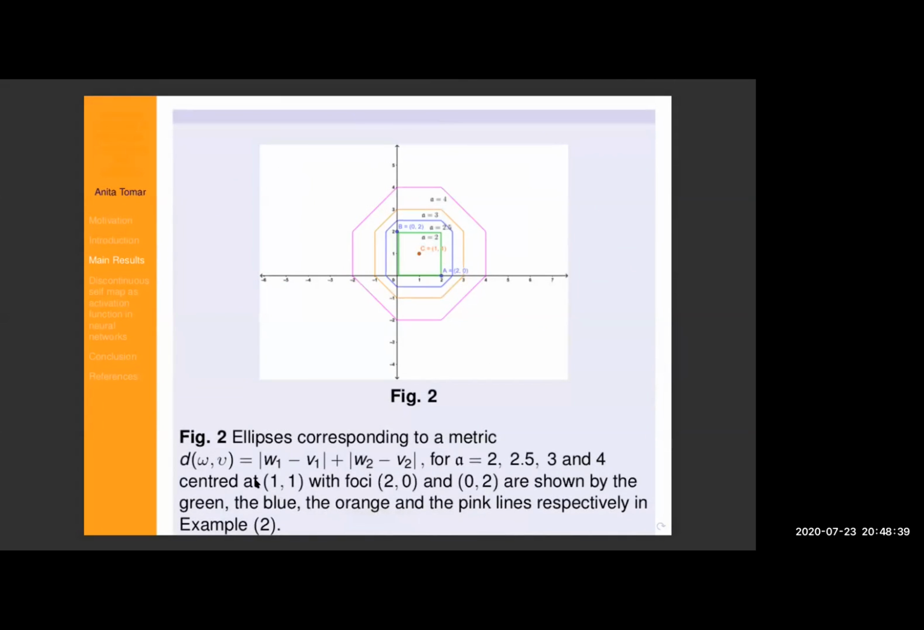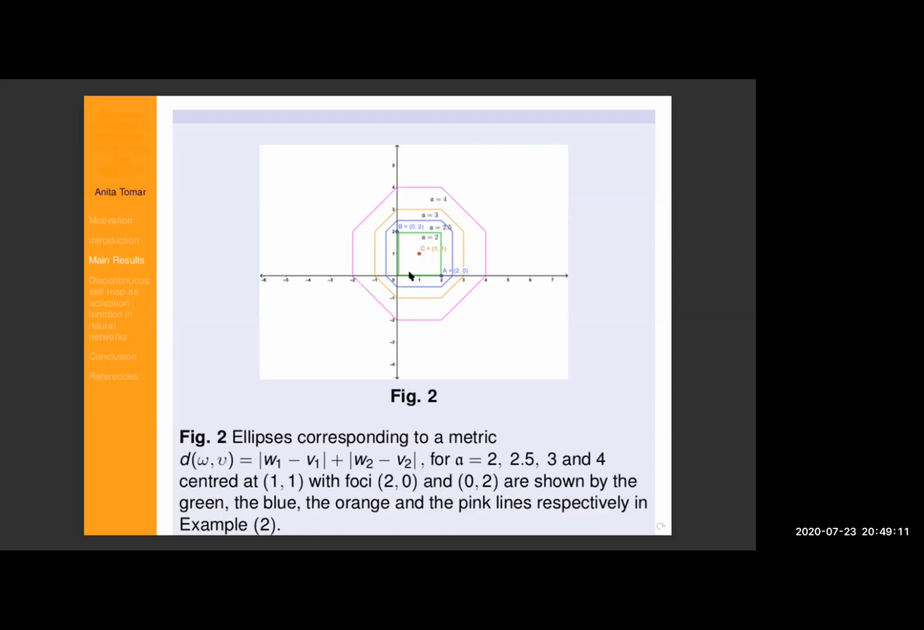If we define a metric as d(W,V) equal to modulus of W1 minus V1 plus modulus of W2 minus V2, and we change the length of the semi-major axis, then we observe the following. Take the ellipse with semi-major axis A equal to 2, and the center of this ellipse at (1, 1). One focus is at (0, 2) and the other focus is at (2, 0). Then for A equal to 2, this green one is the ellipse.